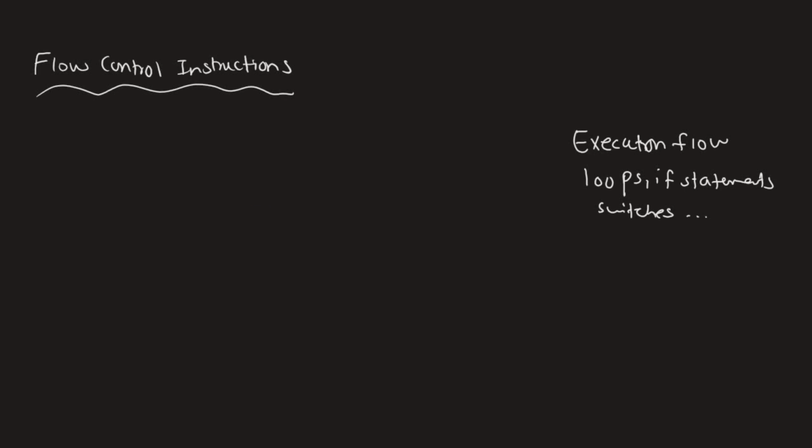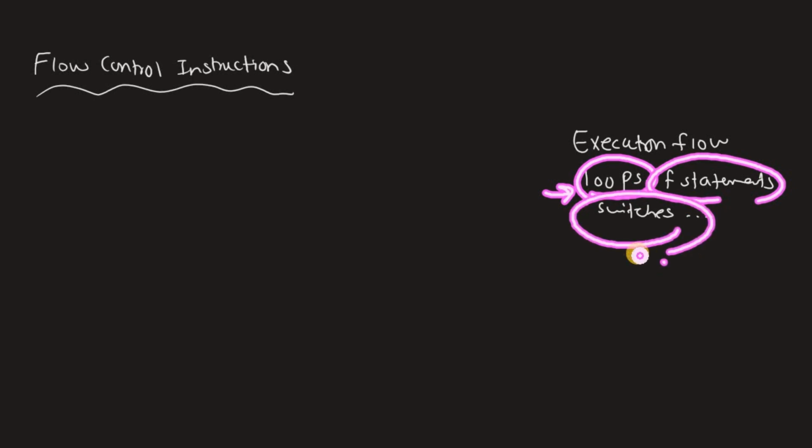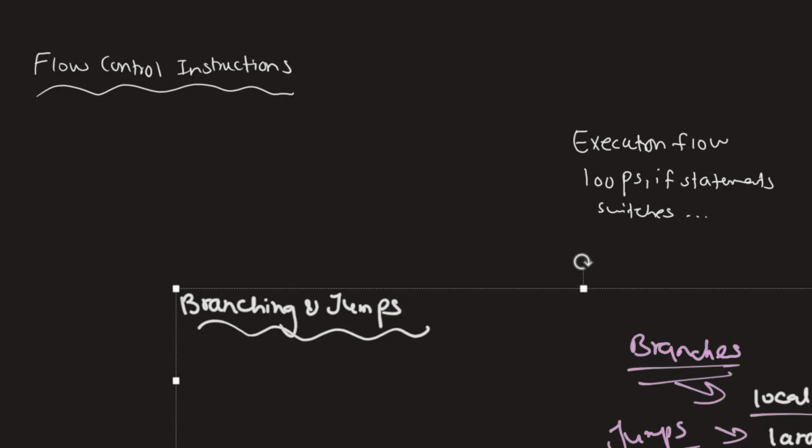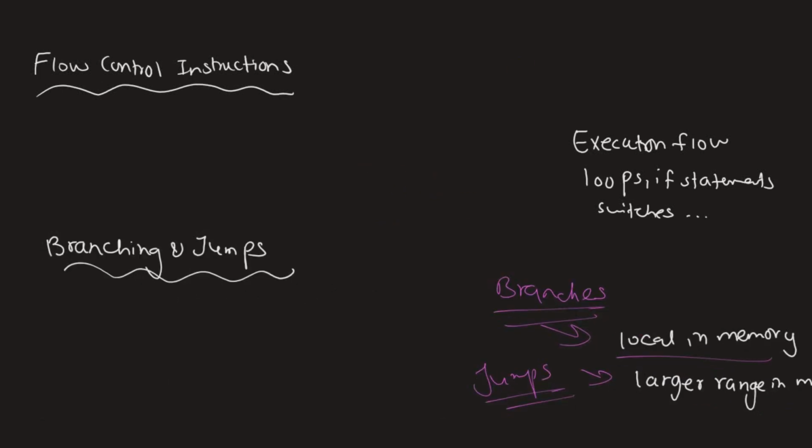So in this video we're gonna go over flow control instructions. Basically, every instruction that we have covered so far doesn't actually affect the execution flow of the program. But what about situations where we have loops, if statements, switches? When these types of instructions are involved, we have some sort of branching and jumps. So let's go ahead and talk about branching and jumps.